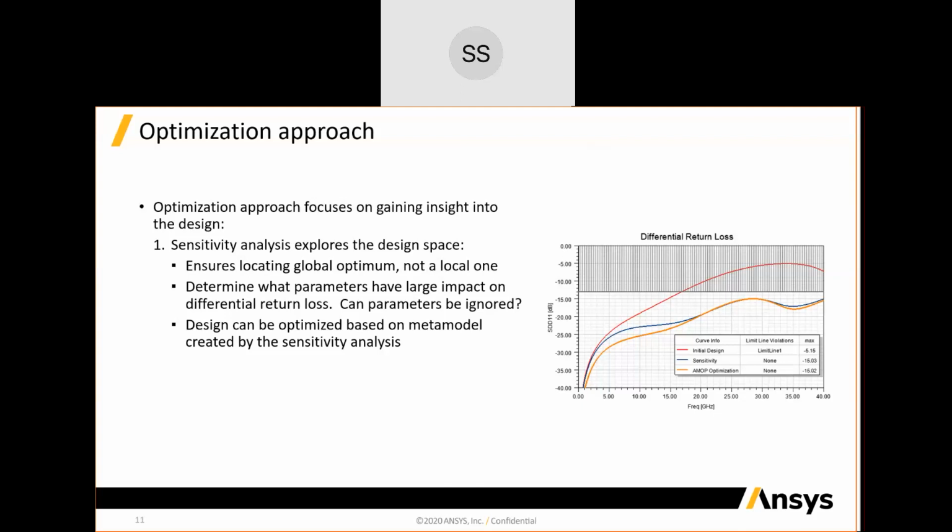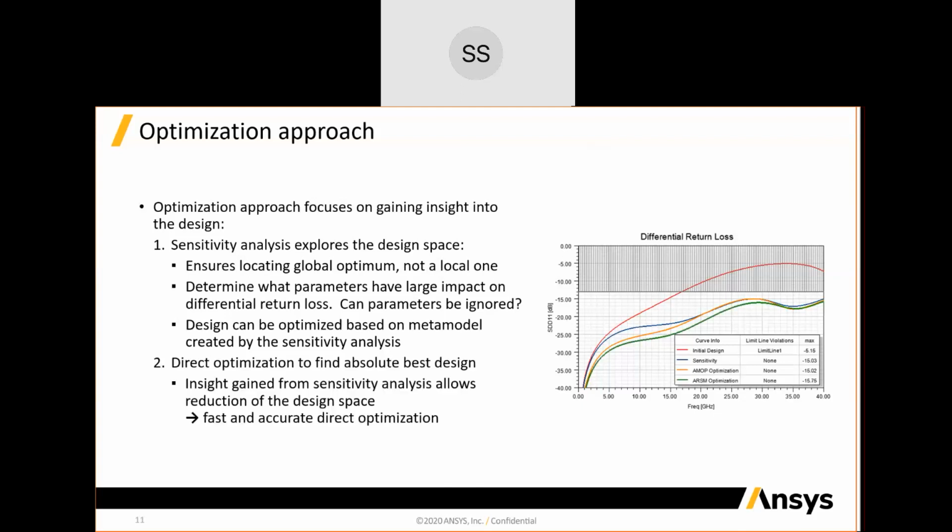Do they meet the design requirements that we're after? Or do we need to spend more time to get a little bit more performance out of this design? And if we want to get more performance out, we can run a direct optimization. And here we're not running a direct optimization blindly on the design that we started out with, but we're actually using all the insight that we gained from the sensitivity analysis. And we're using a much reduced design space to ensure that the direct optimization can be run as quickly as it possibly can. And we're really focusing in on the global optimum.